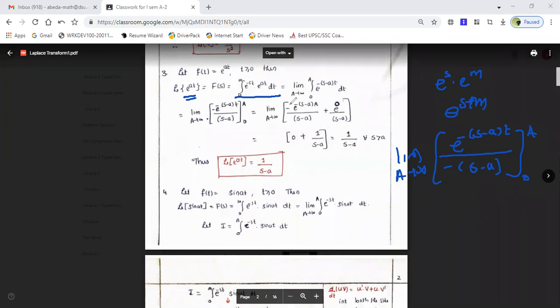Again, I have told you it is of the form e to the power minus s into something. So here, if you apply a tends to infinity, this term will become 0. This is nothing but plus e to the power 0 upon s minus a, which is equal to 1 upon s minus a. So clearly the Laplace transform of e to the power at, which we are discussing today, will become 1 upon s minus a, and this is true for every s greater than a.